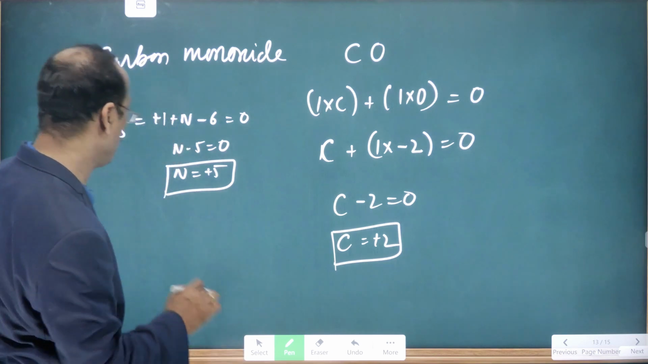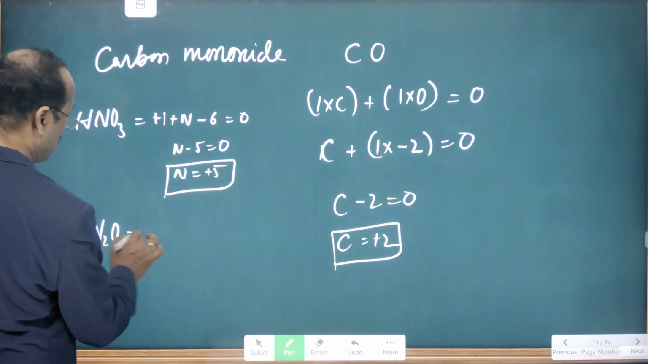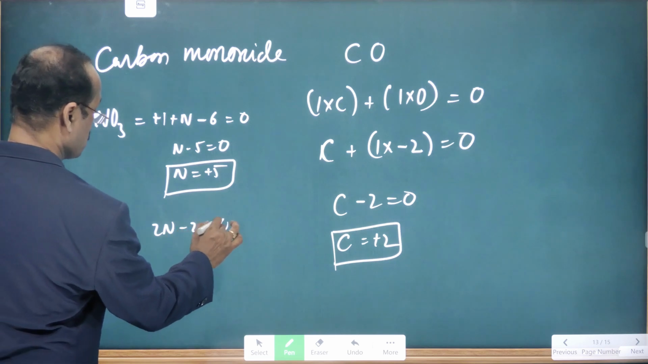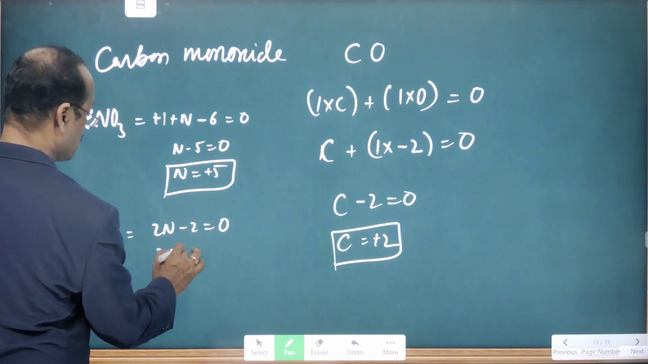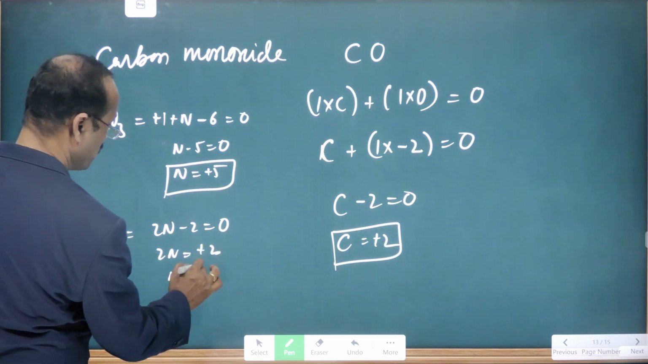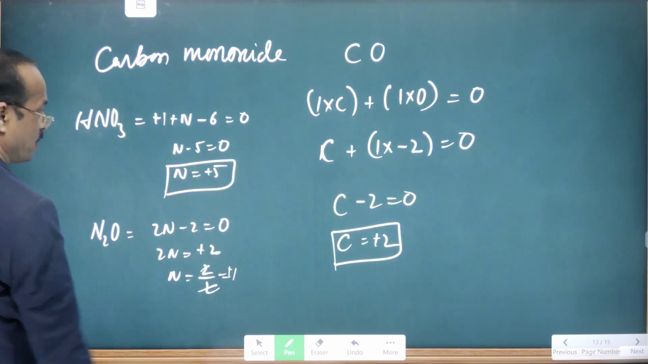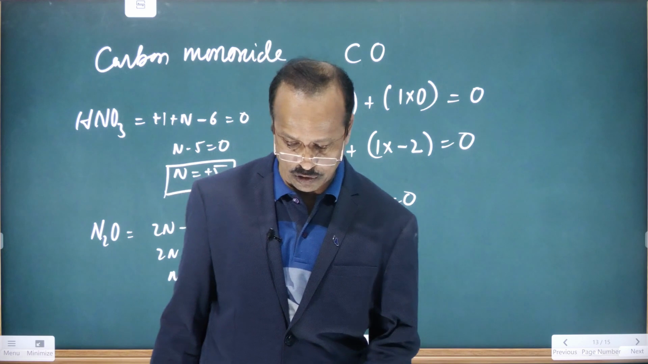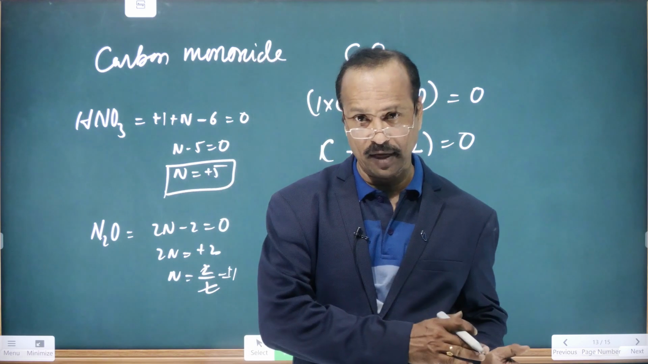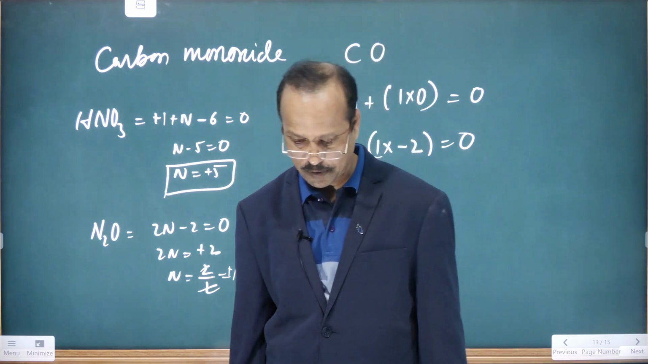And next, what is given? N2O. Here the nitrogen oxidation number, there are 2 nitrogens, and oxygen is -2. So 2 nitrogens minus 2 is equal to 0, the minus 2 goes to that side, so it becomes plus 2. 2 nitrogens is equal to 2, so 2 by 2 is equal to plus 1. So the difference is how much? 5 minus 1 is 4. So the answer is plus 4. Plus 5 to plus 1 is coming, so 4 is changed. So the answer is the fourth option.